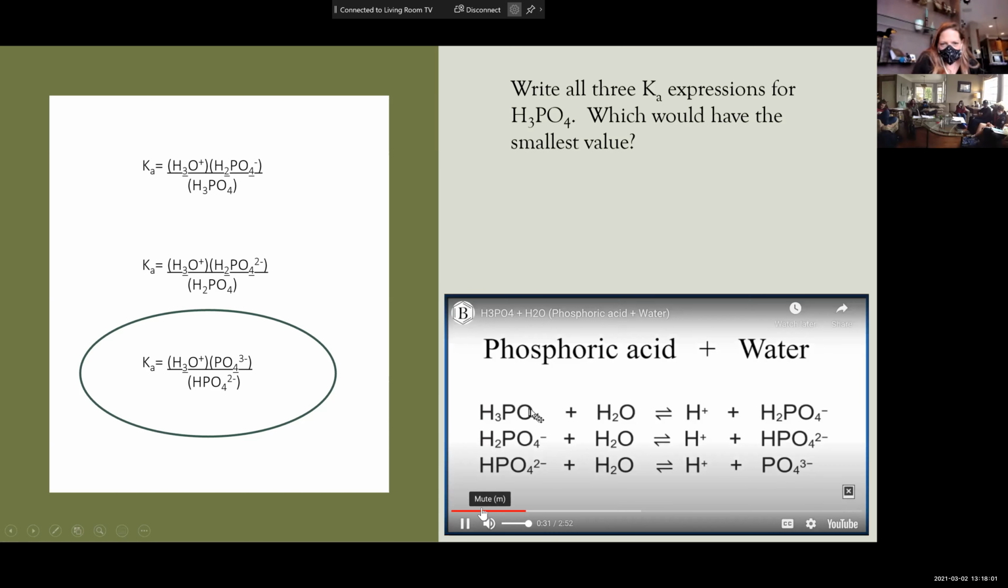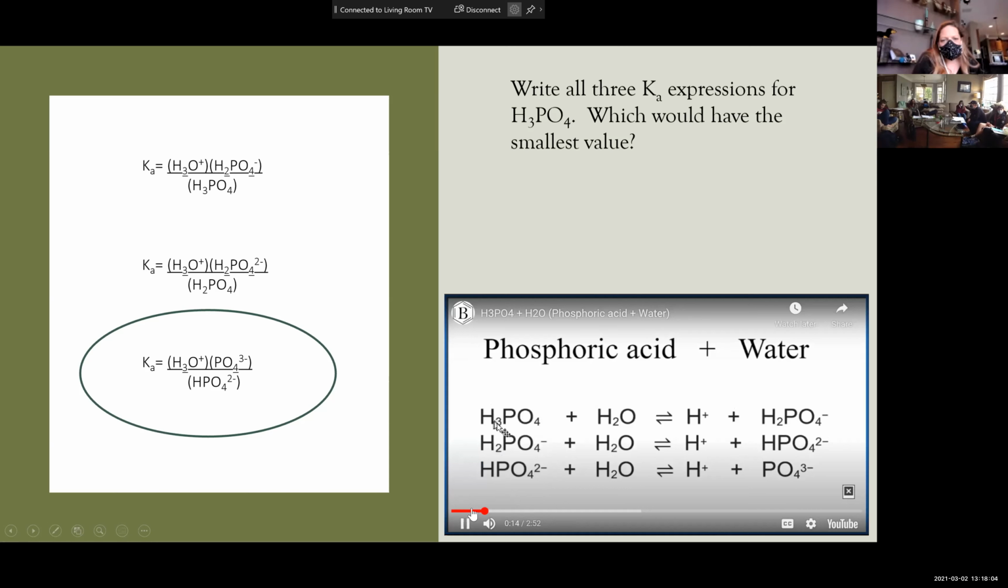Wait, I think y'all missed that part. Hang on. This is the part where it explains it.